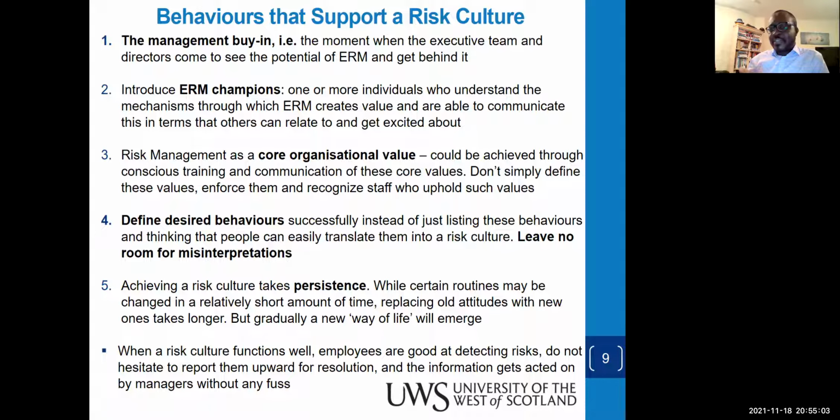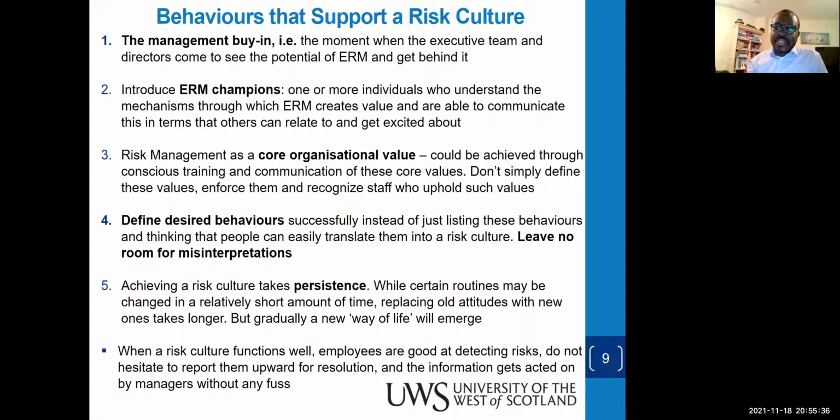Don't just define it as a principle of the organization that people can recite, but ensure we can enforce it, so that staff who uphold these values, we reward them and incentivize them. Also, define desired behaviors. Don't just list these behaviors, thinking that people can interpret them. If you need to add more detail, add more detail. Don't leave room for any misinterpretation of these desired behaviors.